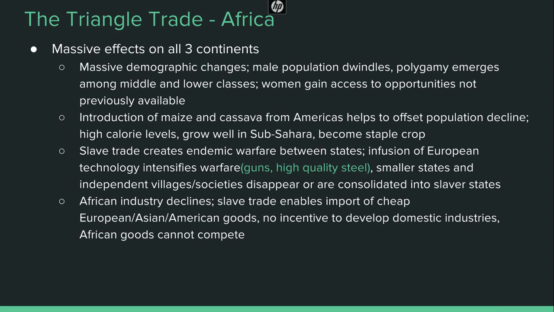Also, economically, African businesses and industry also begin to decline. Because of the slave trade, this enables African merchants to import cheap goods from Europe, Asia, and the Americas. So there is very little incentive for Africans to develop their own domestic industries. And the African businesses and industries that do exist cannot compete against the higher quality goods that are coming in from foreign countries.